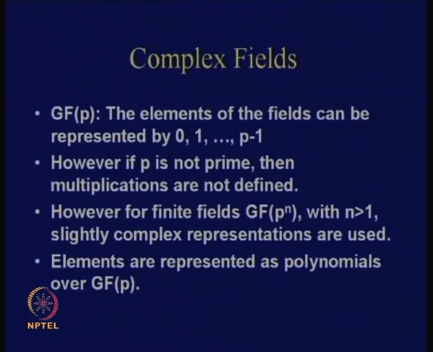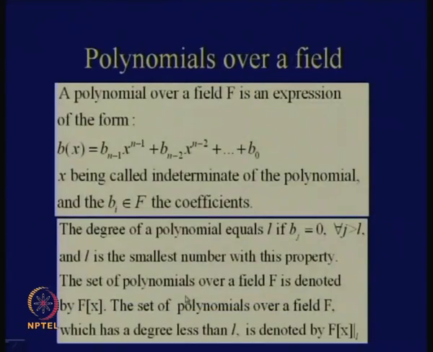So in that case we shall see that the elements have to be represented in a form which is basically a polynomial notation. In that case we can do our multiplication as well as our addition operation. So how does a polynomial over GF(p) look like? It looks like this.